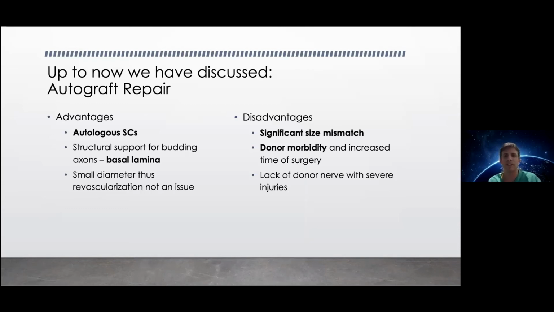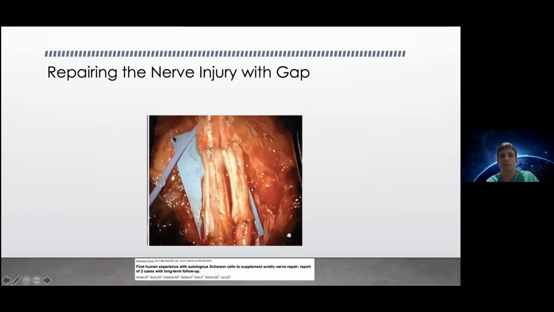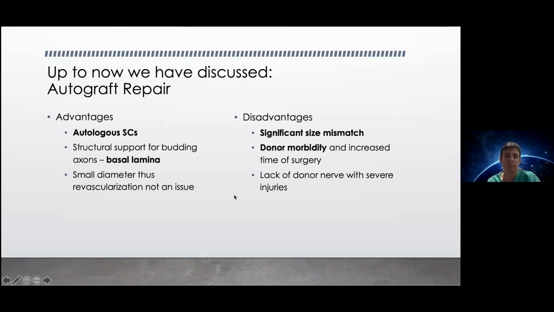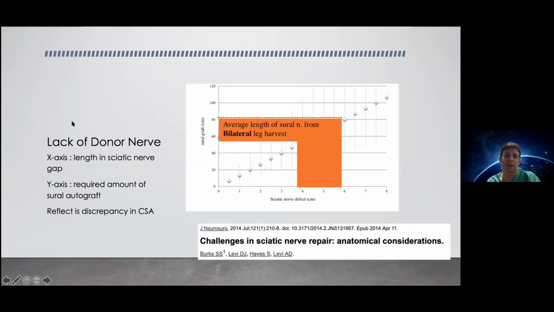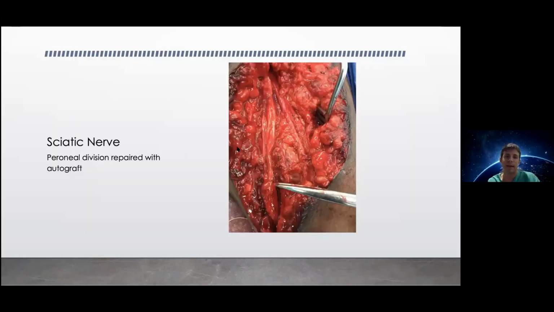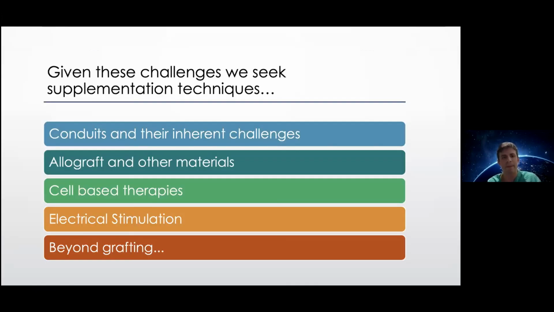The disadvantage is that, as you've seen, you have to make big incisions on the leg. There's increased time and there's significant size mismatch, as you can see here. What can we do to improve this? Here we just talk about how quickly the donor nerve runs out in a sciatic nerve gap. Here's another example of a sciatic nerve repair, and you can see how long these grafts have to be. This case obviously is a very severe injury, though.